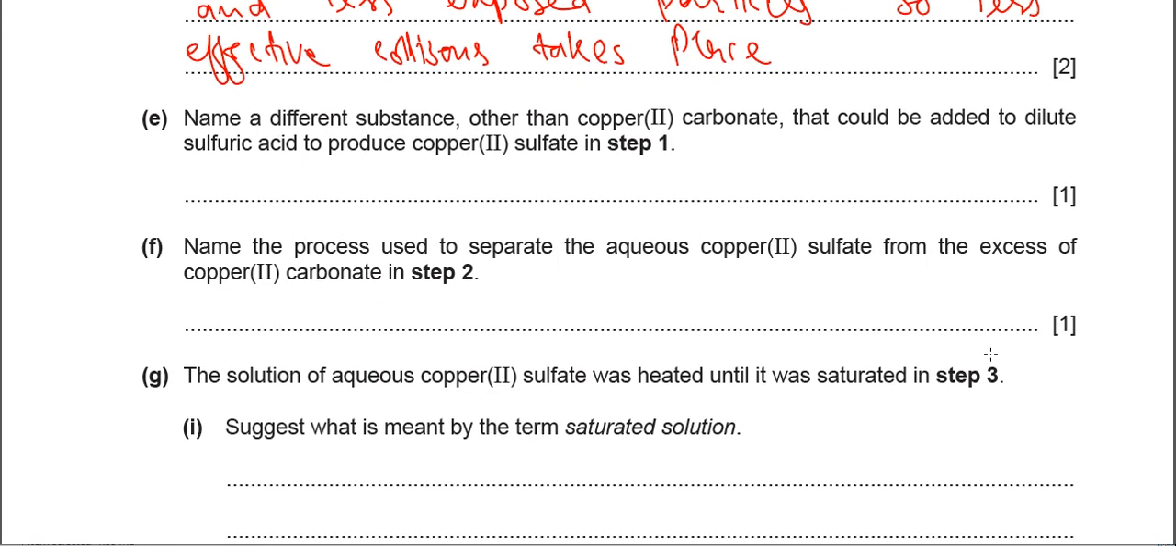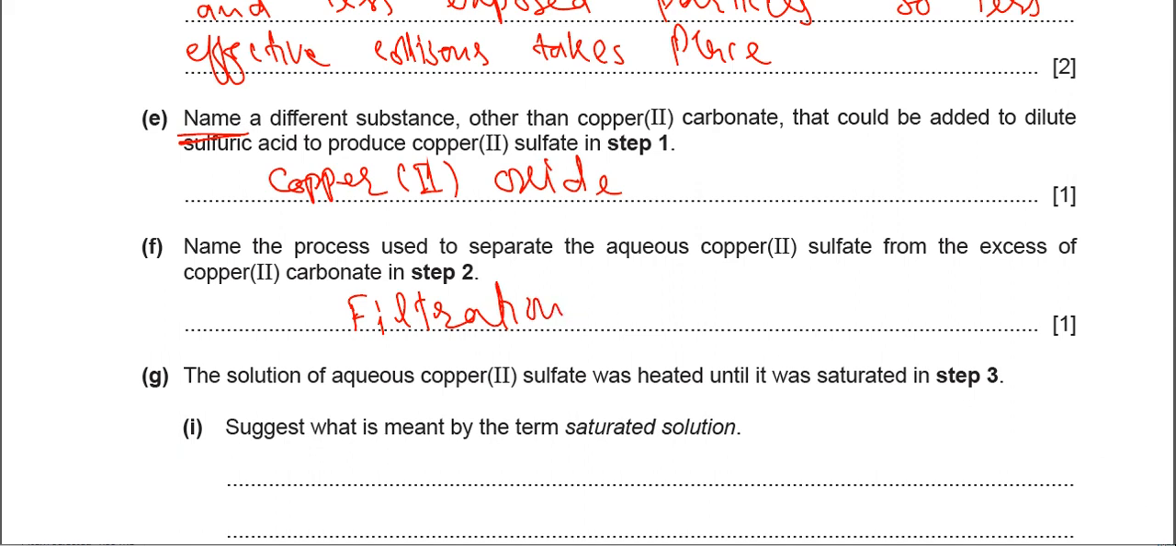Next, name a different substance other than copper carbonate that could be added to dilute sulfuric acid. So we can use copper oxide, but remember he demanded the name, so you have to write the name. Name the process used to separate excess copper sulfate from the excess copper carbonate in step 2. So we say filtration.